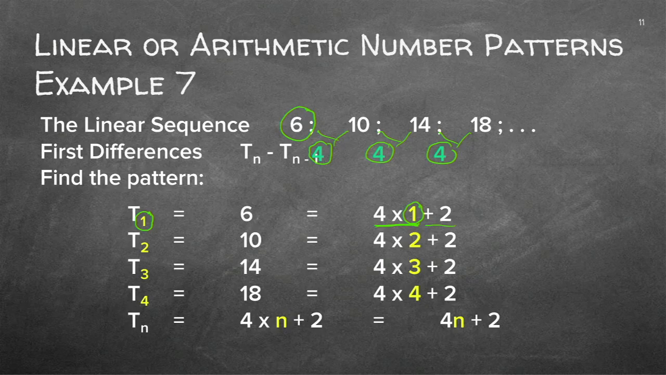Let's test the next one. If I now take term 2, and I multiply it by 2, because it's term 2, I'm multiplying it by 2. 4 times 2 is 8. Oh, but it's not 8, it's 10. But if I add that same 2 that I did on to the previous one, it gives me the 10. And so you can check each and every one of them. If I just take the term value there, and I multiply it by 4, because I saw the constant difference was 4 all the time, and I add 2, it gives me the answer each time.